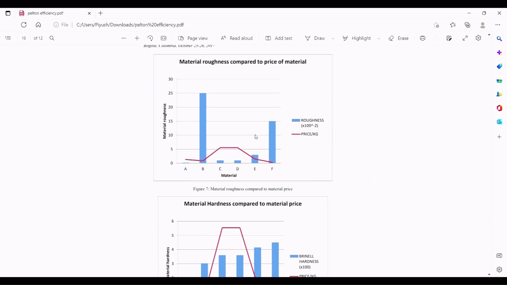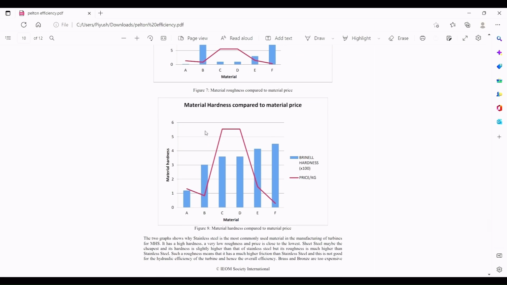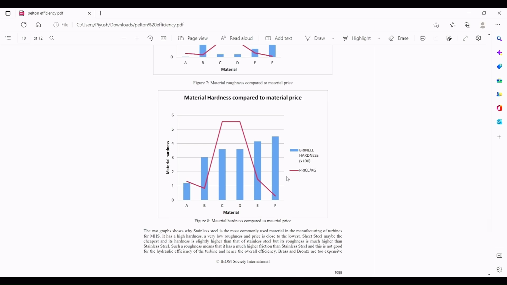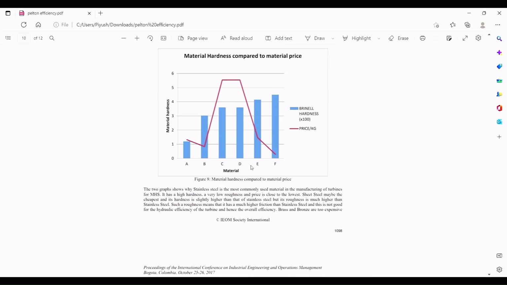Here, figure number 7 shows the material roughness compared to the material price. The blue bar shows the roughness and the blue line shows the price. According to the figure number 7, aluminium offers the least roughness and cast iron the most. Figure number 8 shows the material hardness compared to the material price, in which sheet metal has the highest hardness and aluminium has the lowest hardness.